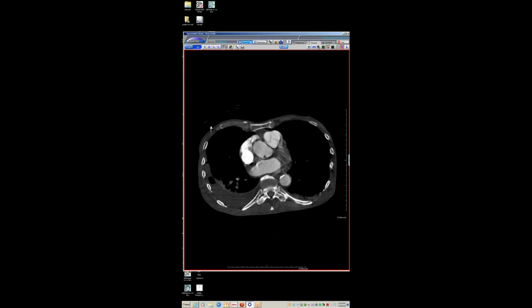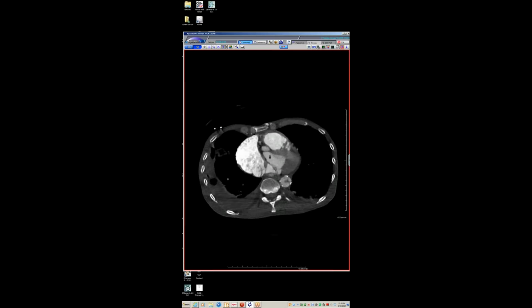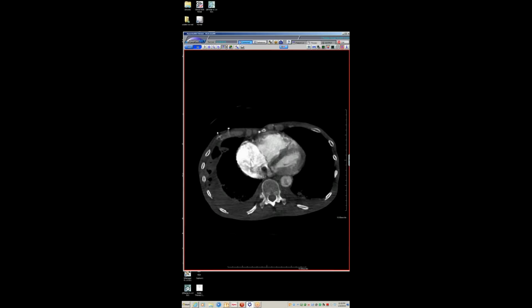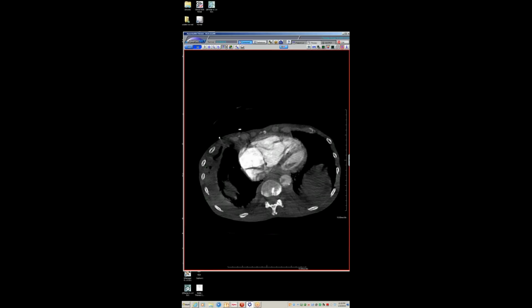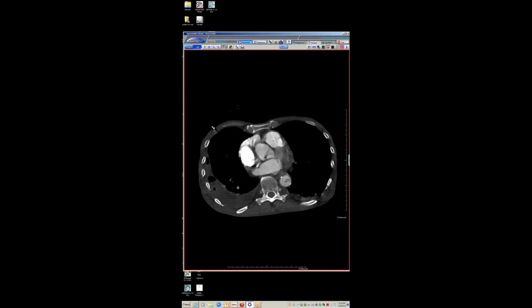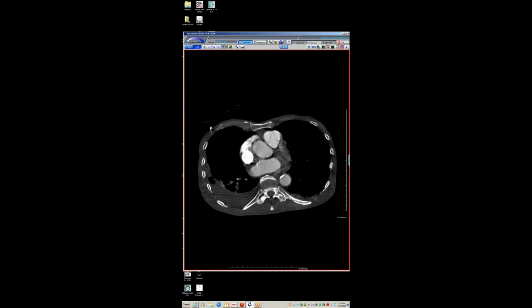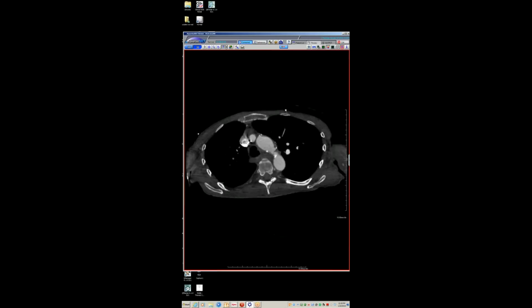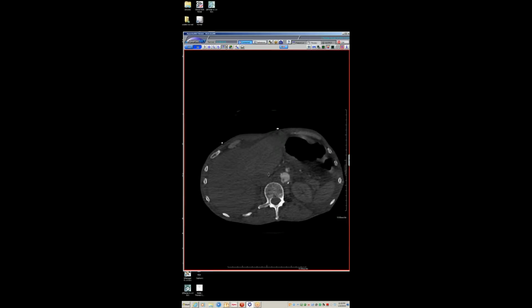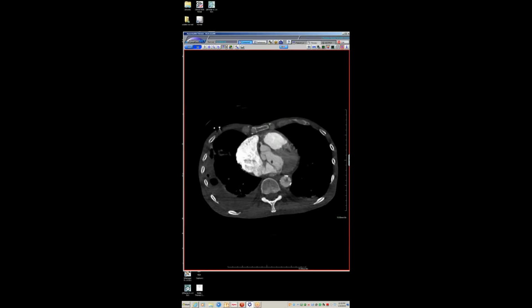Now we all know that in normal people you do not usually get right-to-left flow from a PFO. It goes left to right, but because of the very severe right heart strain and this massive right atrium, we actually get a reversal of flow, and we can see this contrast go from the right atrium through this PFO into the left atrium here. So this is basically a large massive pulmonary embolus becoming a systemic embolus through a large PFO.